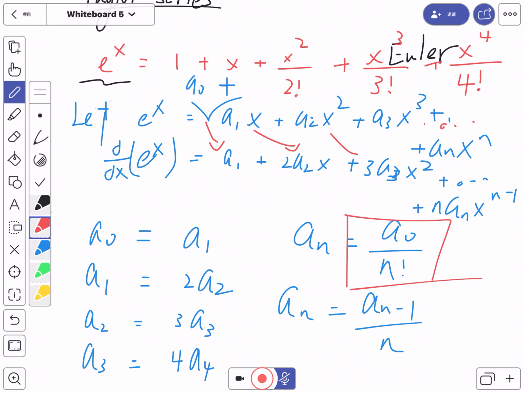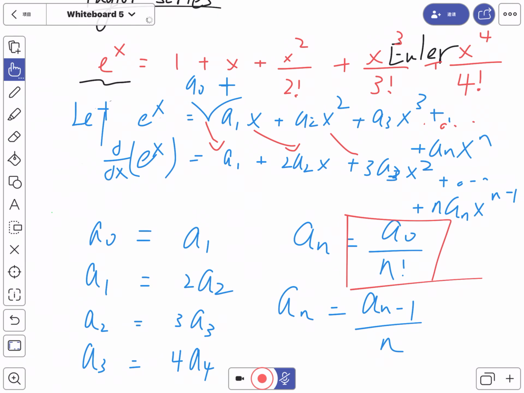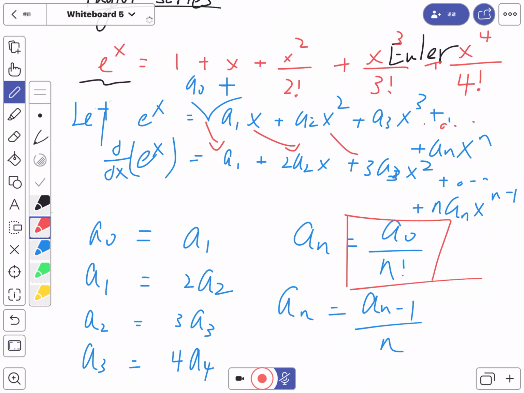Now we know that the first term must be 1, because if you plug in x as 0, then a0 will be the only constant, so a0 is equal to 1. Basically, we can see these are connected because an is equal to 1 over n factorial.